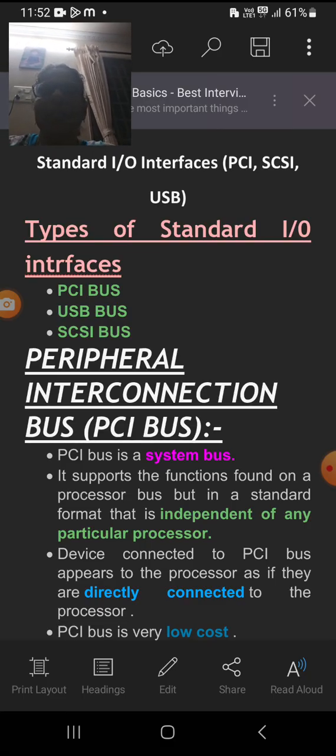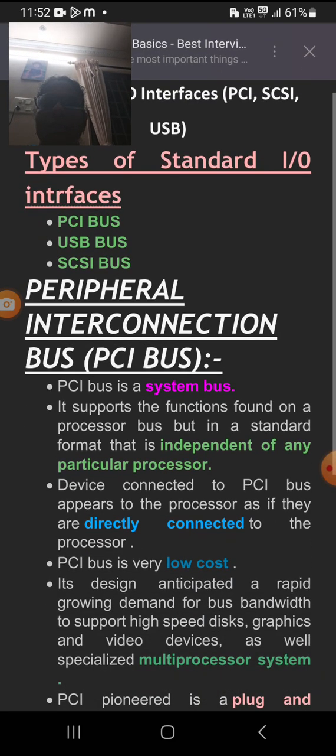A standard input-output interface: PCI, SCSI and USB. So the types of standard input-output interfaces are divided as PCI buses, USB buses and SCSI buses. The Peripheral Component Interconnect, the PCI bus, is a system bus.